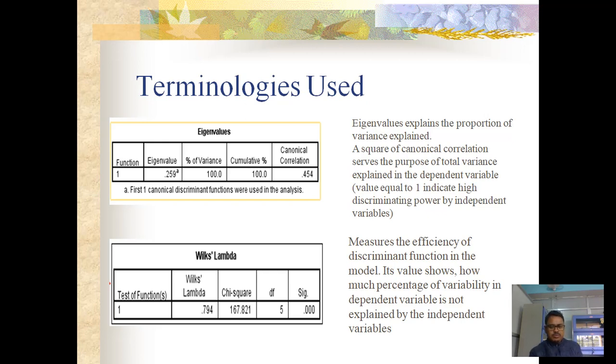Another terminology that we have to understand is the Wilks lambda, which is also the measure of the efficiency of the discriminant function in the model. Its value shows how much percentage of variability in the dependent variable is not explained by the independent variables. So in this case, we have Wilks lambda as 0.79, which is relatively high.